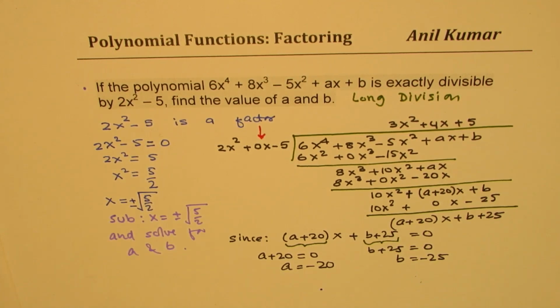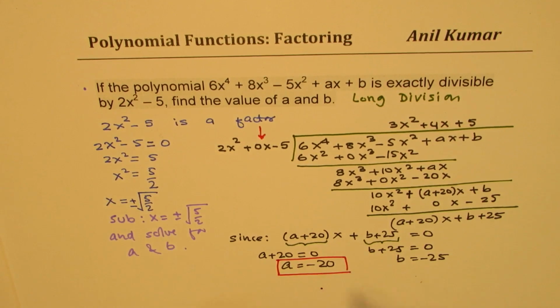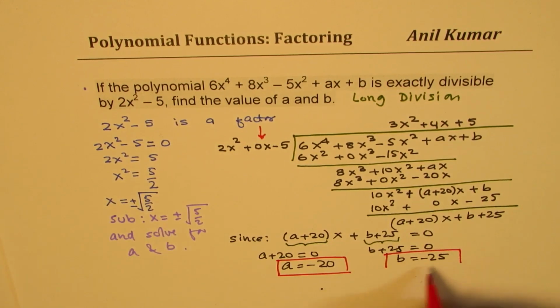So we got two answers. Both values of a and b are negative in our case. So a is minus 20 and b is equal to minus 25. So this is a much simpler method. Do long division and equate the remainder to 0 to ensure that 2x squared minus 5 is a factor. Perfect. So I hope you understand these steps involved.